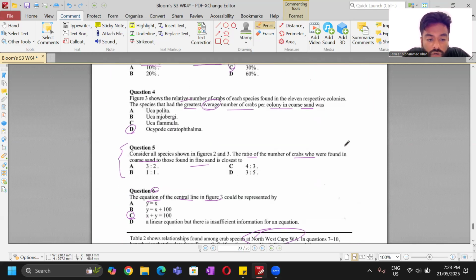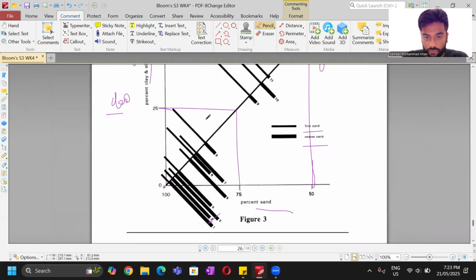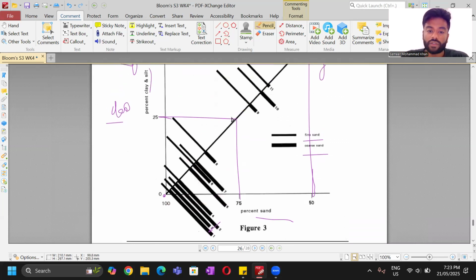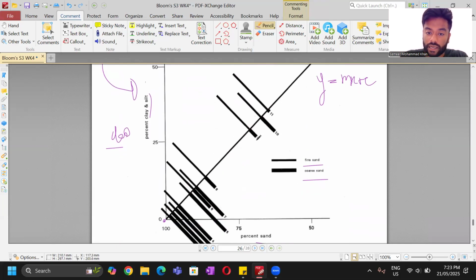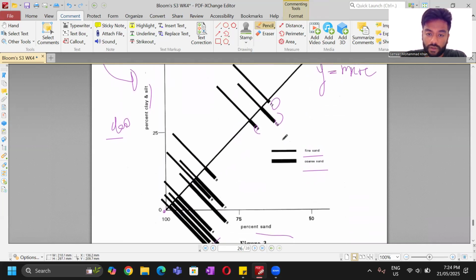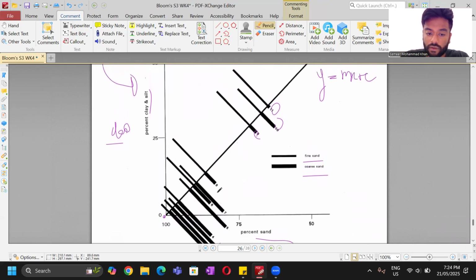As promised, I'm now going to go down to question 5, okay? So consider also figures 2 and 3, the ratio of the number of crabs who are found in coarse to fine is closest to what, right? So, I mean, there's many ways of doing this, right? One way is, for instance, canceling. So what can we cancel? We can cancel, like, say, 9, 10, 11, right? They're a bit more heavy on the fine sand, a bit less heavy on the coarse sand, right? What else is a bit more heavy on the coarse sand and less heavy on the fine sand?